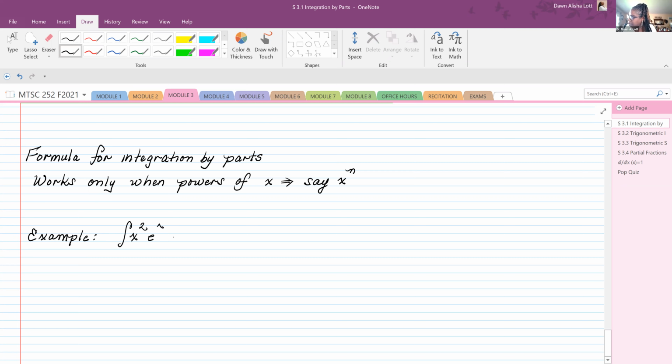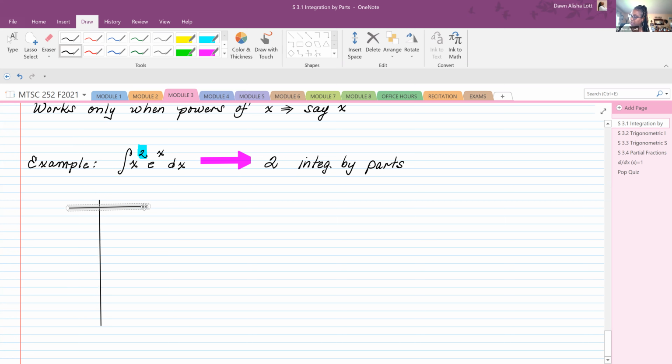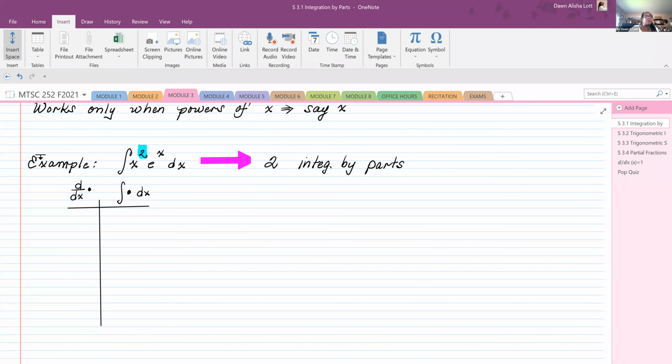Here we go. You are going to start by making a table. On the left side, you will be taking the derivative with respect to x of whatever it is that you're looking at. On the right side, you will be taking the integral with respect to x. So does everybody see that? Left side derivative, right side integral.